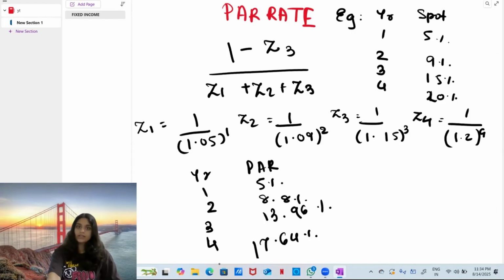I hope you understand how to calculate par rate. The denominator is a bit tricky because we don't really remember so many formulas. But suppose you're calculating for the third year, that is 1 minus Z3, there will be only three numbers in the denominator. If you're calculating for year four, then there will be four numbers in your denominator. Remember that.